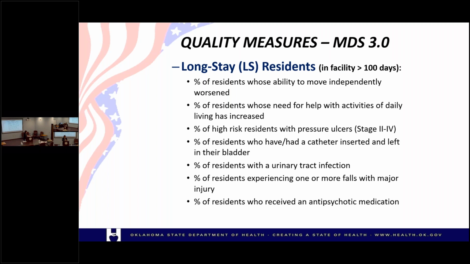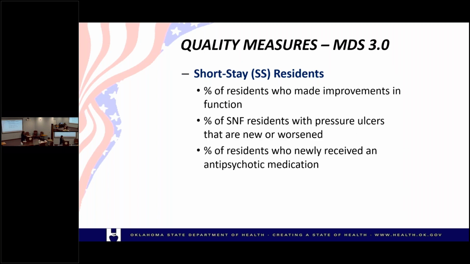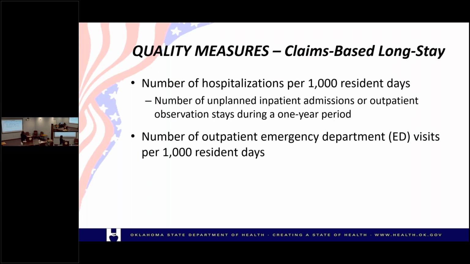There are additional quality measures that we look at for the CASPER quality measures, but these are the only ones used for the 5-star rating. And then your next slide is your short stay quality measures that they're currently using. There's only 3 of them. And then you've got a claims-based measure. And this one is number of hospitalizations per 1,000 resident days. And also if they went to an emergency department visit.